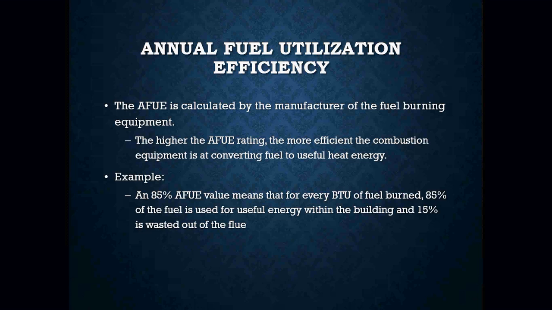Your AFUE rating is calculated by the manufacturer of the fuel burning equipment. The higher the rating, the more efficient the combustion equipment is at converting fuel to useful heat energy. For example, an 85% AFUE value means that for every BTU of fuel burned, 85% of that fuel is actually being used to heat the building. The other 15% is wasted out the flue pipe.